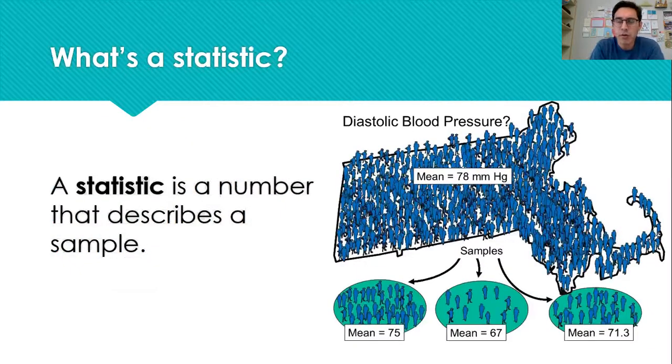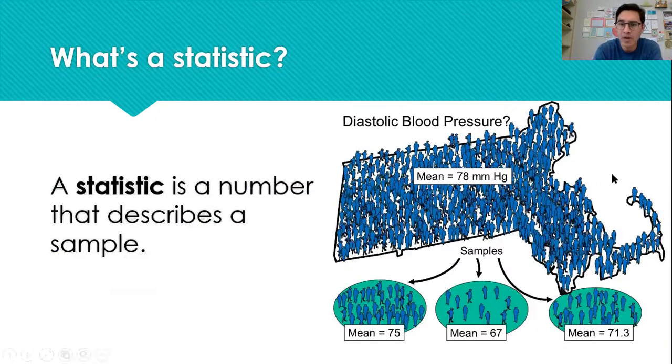All right. So before we jump into these calculations, let's talk about the word statistic. So statistics, plural, is the name of the course, right? It's the study of data and the variability in data. But the word statistic, singular, is a number that describes a sample.